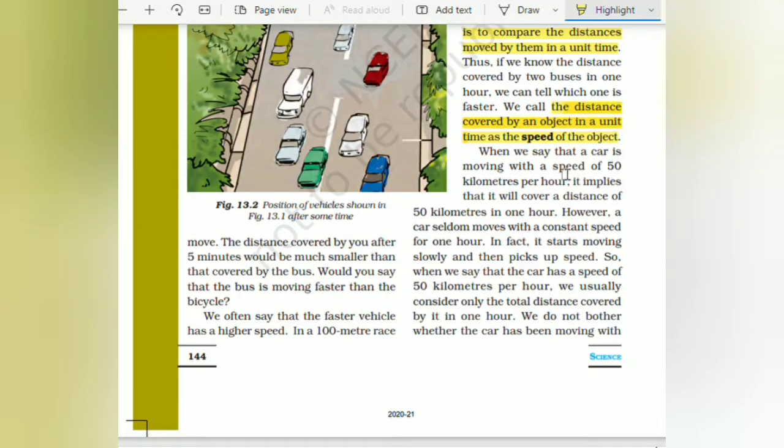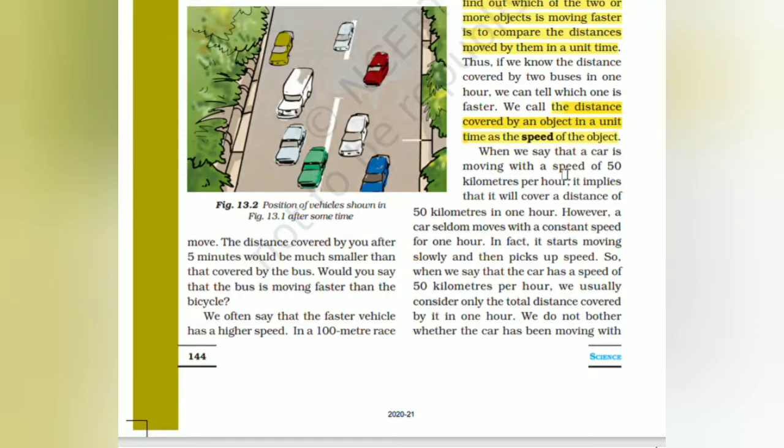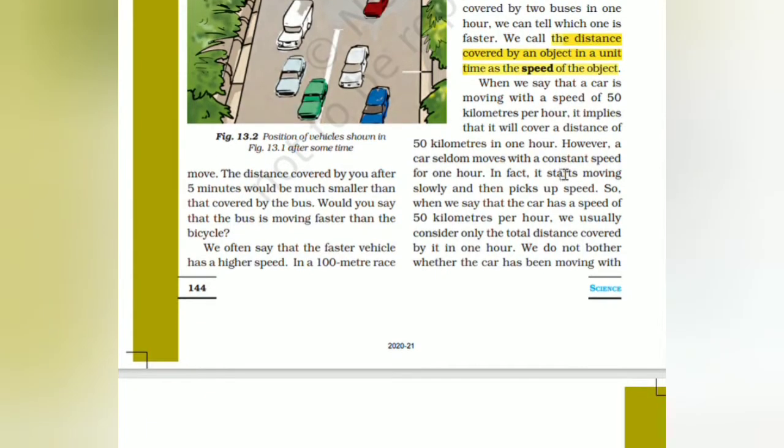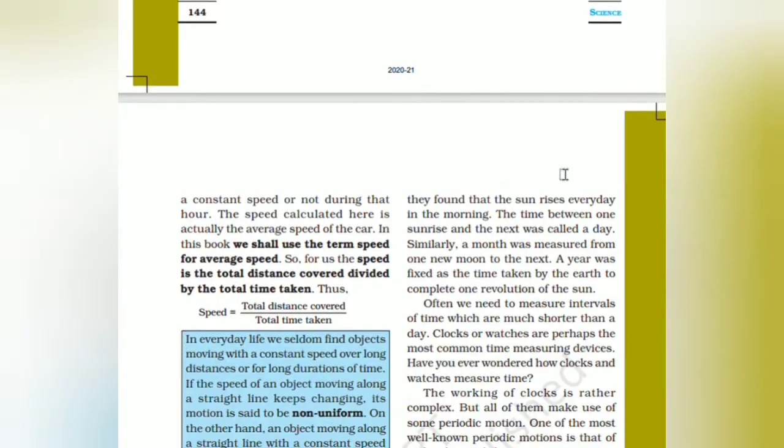When we say that a car is moving with a speed of 50 kilometers per hour, it implies that it will cover a distance of how many kilometers? 50 kilometers in 1 hour. However, a car seldom moves with a constant speed for 1 hour. In fact, it starts moving slowly and then picks up speed. So when we say that the car has a speed of 50 kilometers per hour, we consider the total distance covered in 1 hour. We do not bother whether the car has been moving with a constant speed or not during the hour.